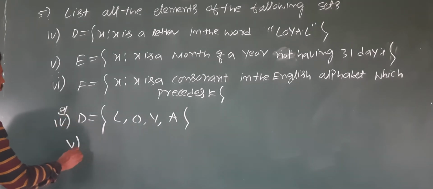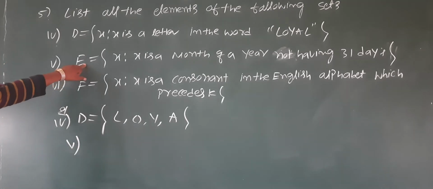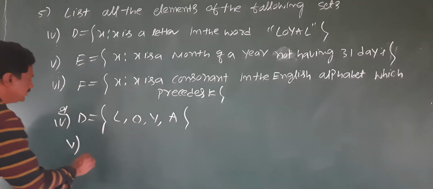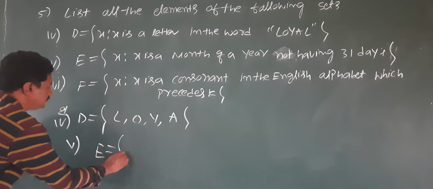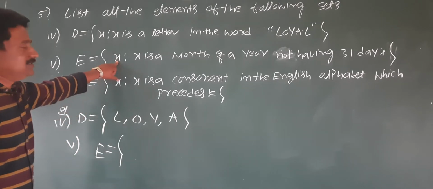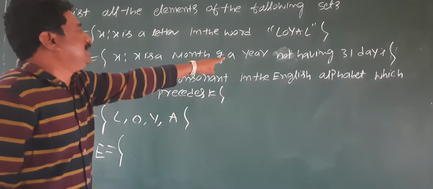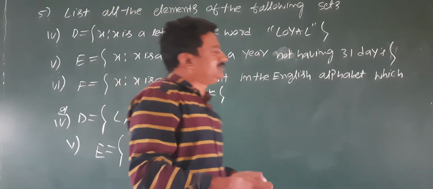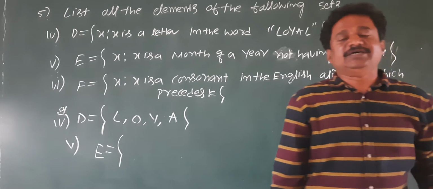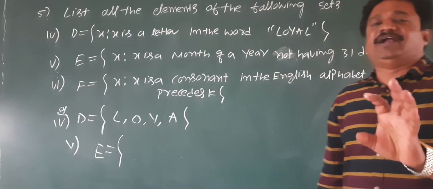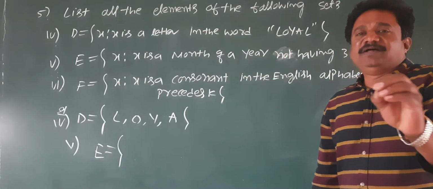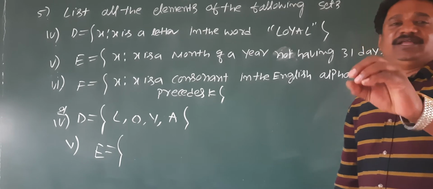So the next question is E. Set E: X such that X is a month of a year not having 31 days. The months which are not having 31 days.